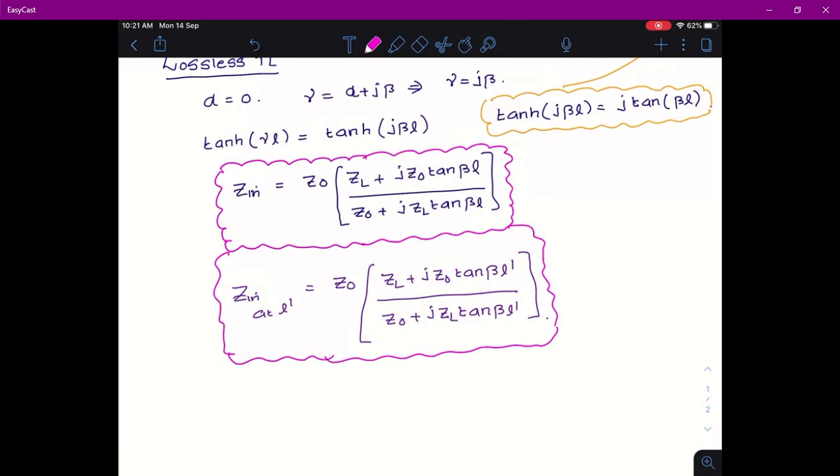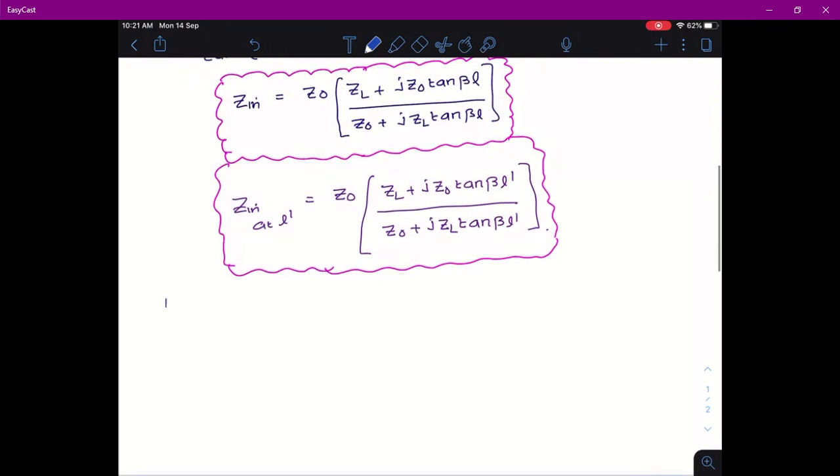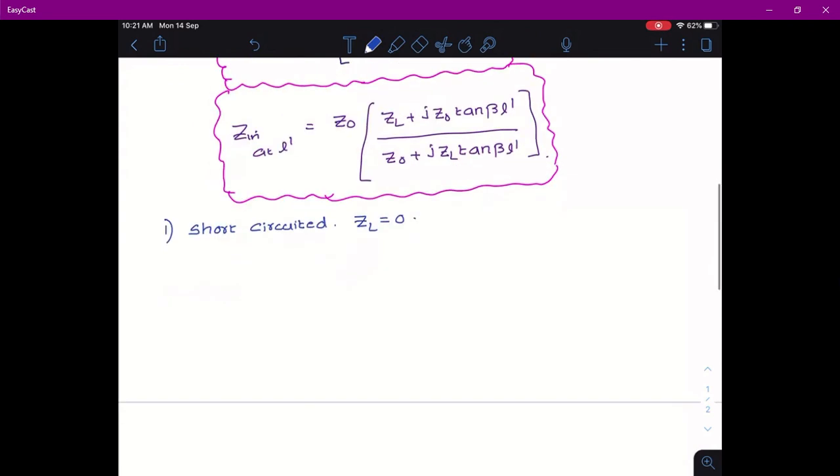Now, let us look at some special cases. The first case is, what if you have a short circuited line? What do you mean by short circuited line? The load impedance is equal to 0, or in your circuit you have the characteristic impedance of the transmission line, and at the load you have just connected by another line, that is all.